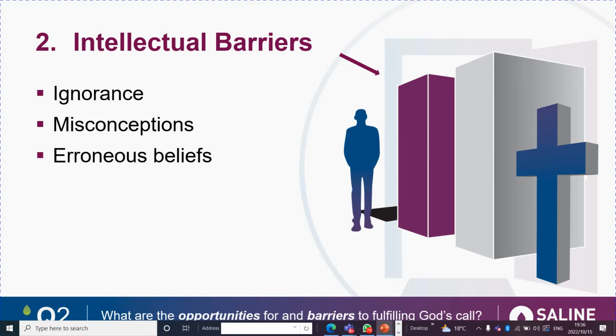you'll have intellectual barriers. This person can have intellectual barriers, and this is a mind problem. Maybe this person has an experience from the mind. There is ignorance and misconception and erroneous beliefs. So this person is so ignorant about Christ that he cannot reach Christ. And then lastly, there are operational barriers, which are the problems of the will.